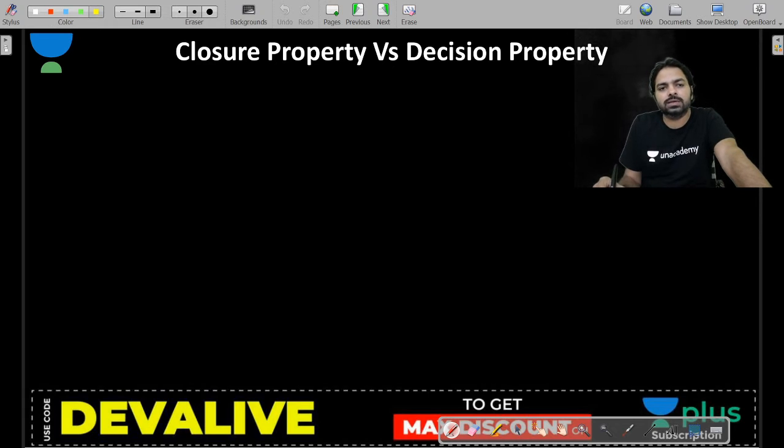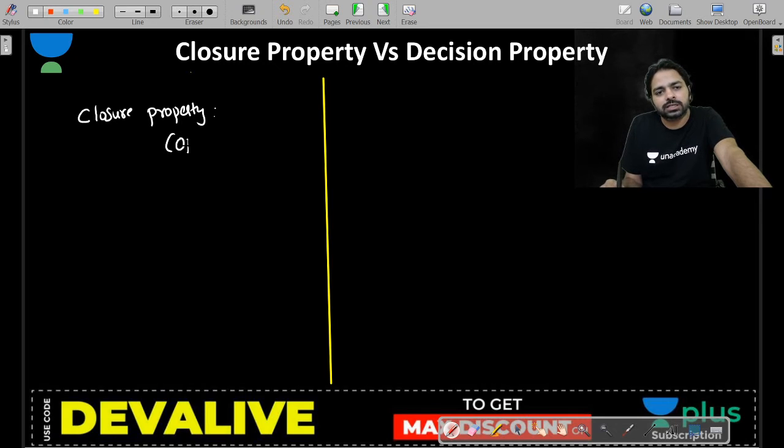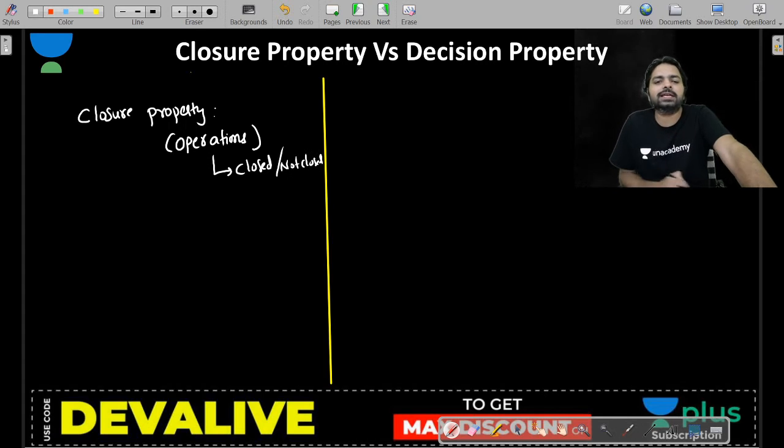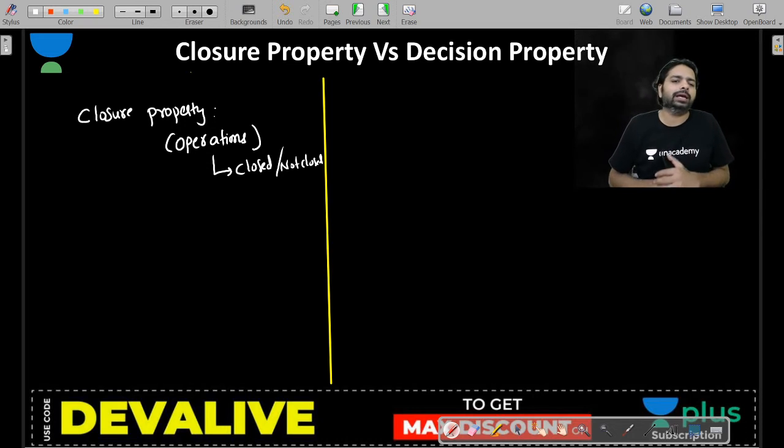Fine, let's begin today's topic. What is closure property? We have studied in the previous chapters what the closure property is. Closure properties are basically about operations. Which operations are closed, which operations are not closed. We have only two things, either closed or not closed. We have seen operations like union, intersection, complement. It may be unary or binary, or it could be any arity. Right? This is about closure properties.